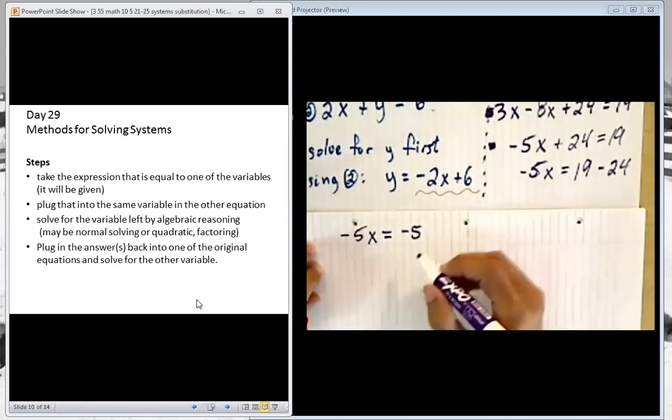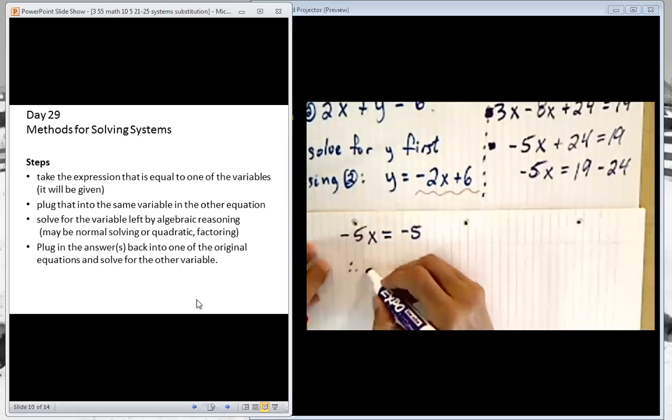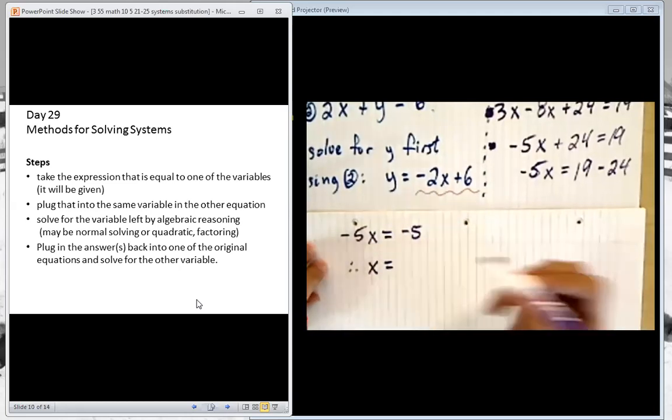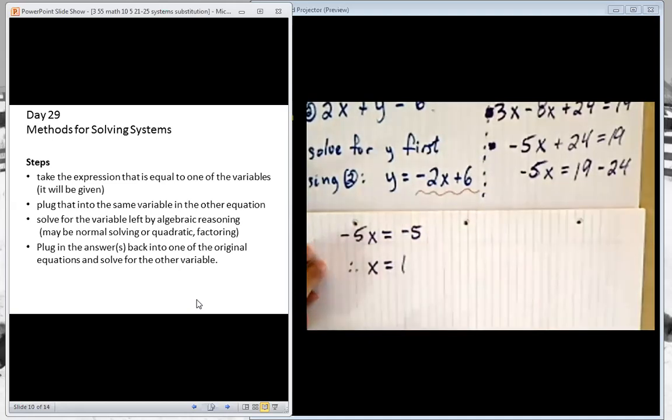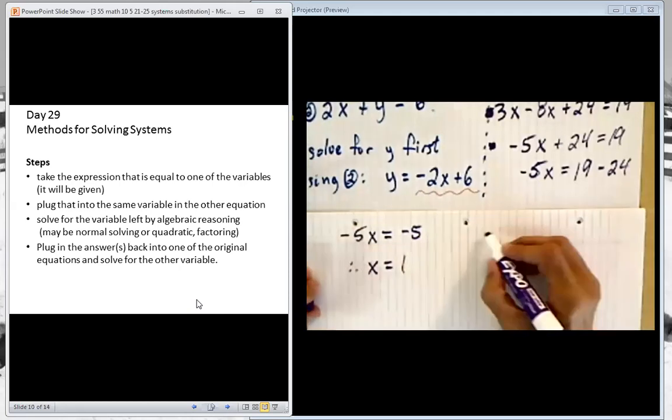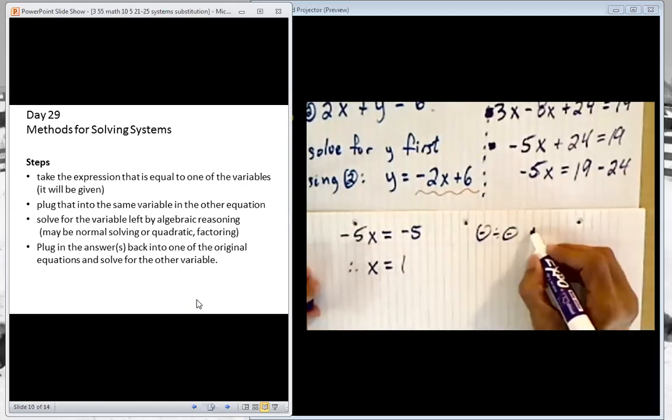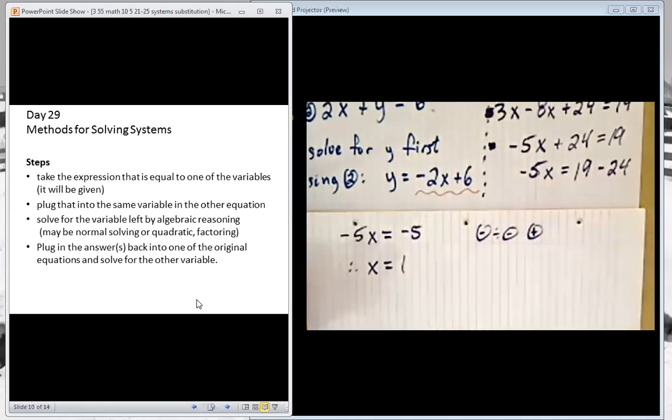So therefore, x is equal to what? Minus one. No, you mean 1. You don't mean minus 1, because dividing by negatives, a negative divided by a negative is a positive. Okay. So we got x equals 1. Now what do we do? Got to find y.